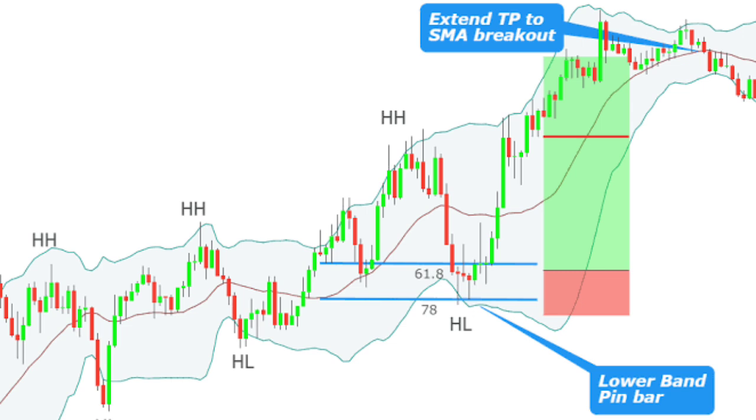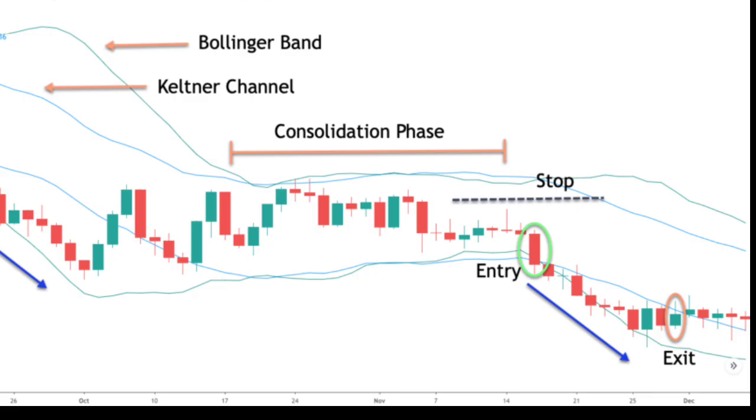Step 4. Place your stop loss. Risk management is non-negotiable. For a long trade, place your stop loss just below the middle band, the 20-moving average, or even better, below the recent swing low created during the squeeze. For a short trade, place it just above the middle band or the recent swing high.